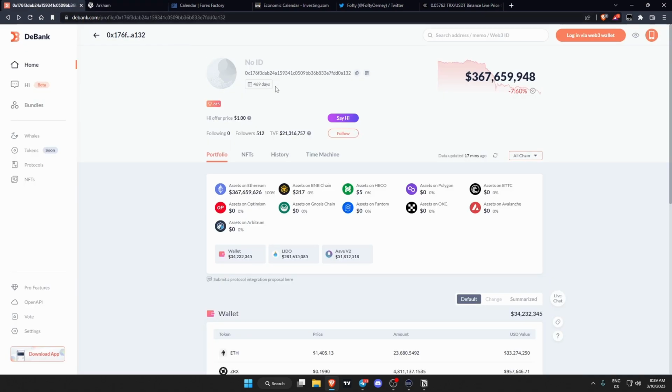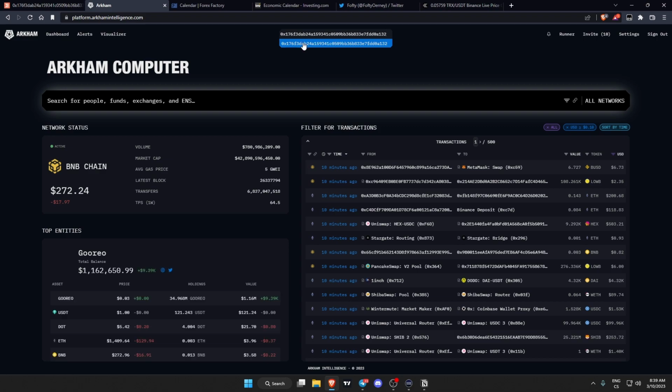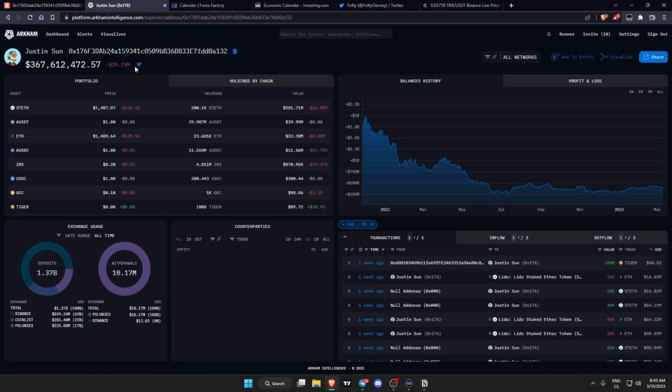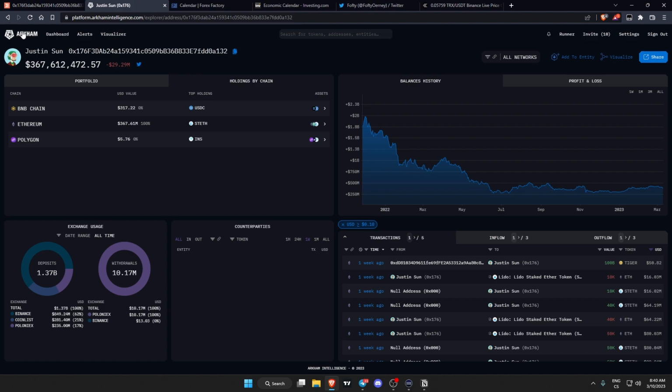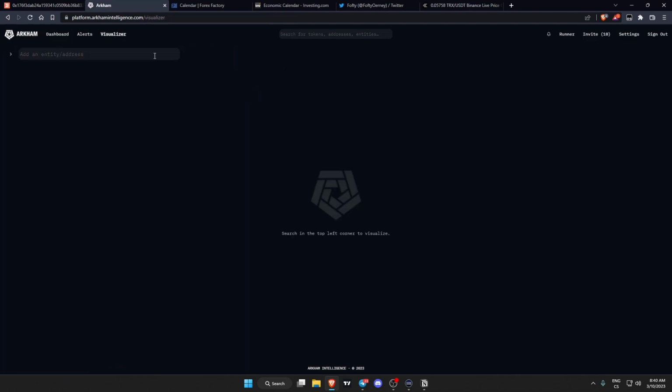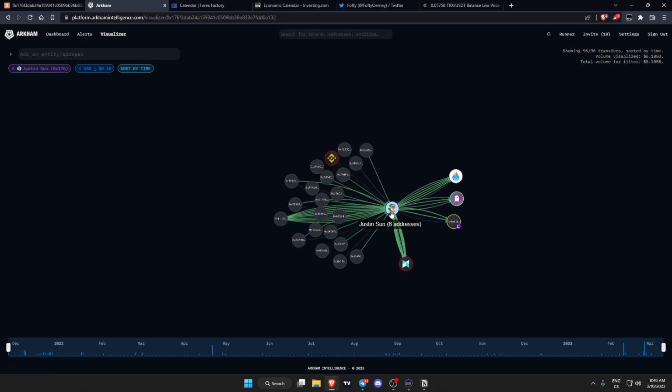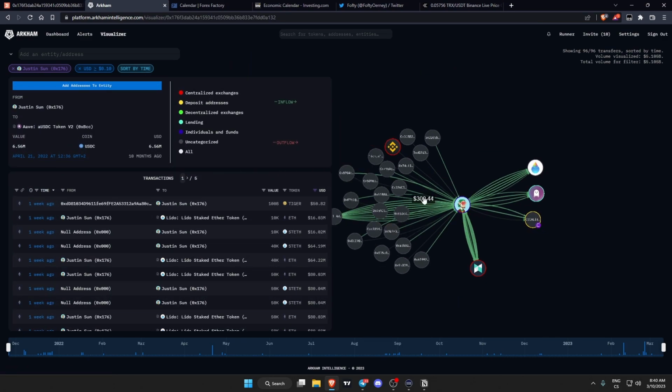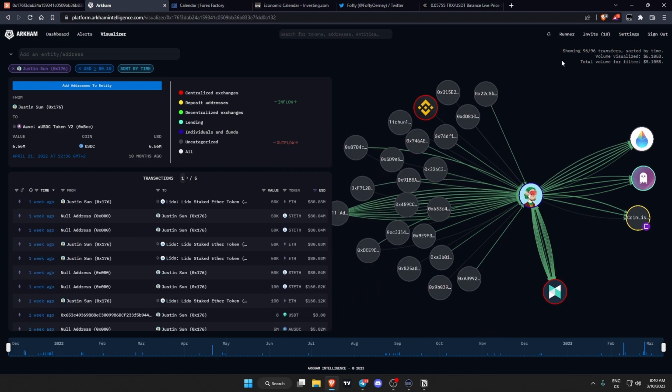So how Arkham works, let's say I want to look at the same address of Justin Sun, and I put it simply in the search. You can see they already have his profile picture, his name, and you can see more visualization of the data, from profit and loss, balances, history, holdings by chain. If I'm not mistaken, at the time of this recording, Arkham doesn't support all chains, but they're adding them pretty quickly. And if you're one of those guys who likes visualization, you can go to Visualizer and see Justin Sun's transactions and do analysis, a lot of data to work with.